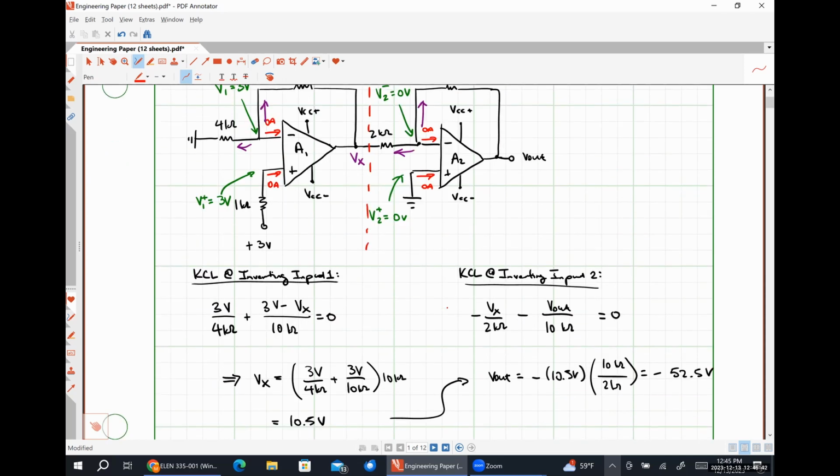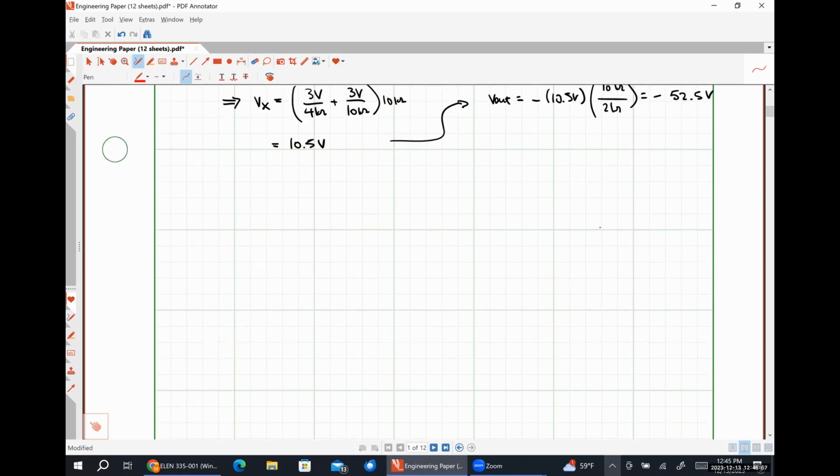So instead of going through all of this analysis, if we can recognize what our stages are and we know what the input-output relationship for each stage is, we can literally just chain all that together. So we could really think of this as we have some amplifier stage A1. Our input voltage is 3 volts, and we know that the voltage gain of stage 1 was 1 plus 10 over 4.